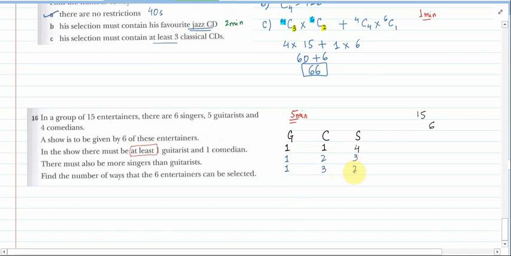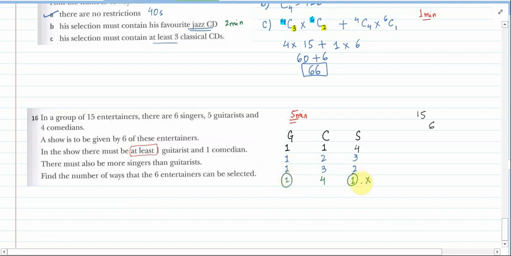Keep in mind that singers should be more than guitarists, right? Singers should be more than guitarists. So I cannot say 4 here. If I write down one guitarist, 4 comedians, and 1 singer, now they both are equal. That is not our condition, right?